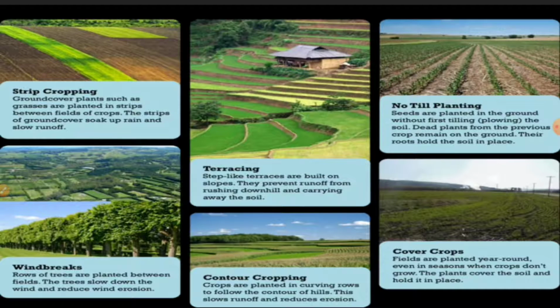And what is strip cropping? Strip cropping means large fields can be divided into strips, and these strips of grass are left to grow between the crops. This breaks up the force of wind, and this method is known as strip cropping.